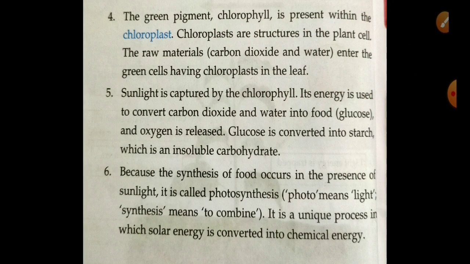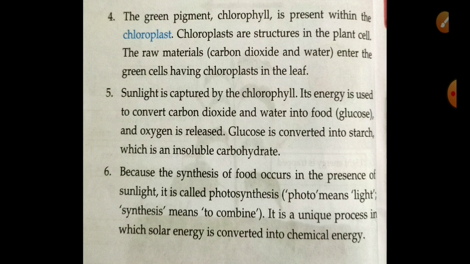Afterward, you will see the green pigment chlorophyll is present within the chloroplast, and chloroplasts are structures in the plant cell. The raw materials, carbon dioxide and water, enter the green cells having chloroplasts in the leaf. Plants have plant cells, also known as green cells, present on the leaves. There one structure is present, known as the chloroplast, and chlorophyll is present within the chloroplast, which is used during the photosynthesis process.